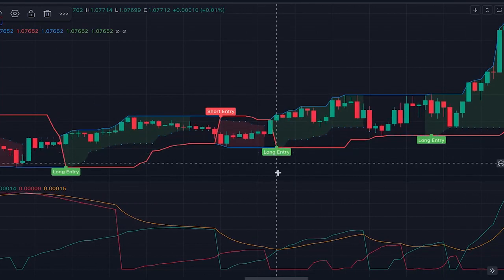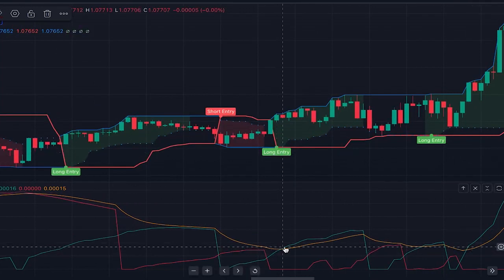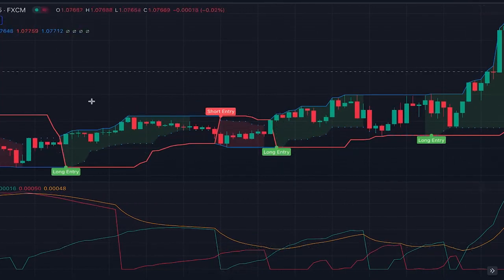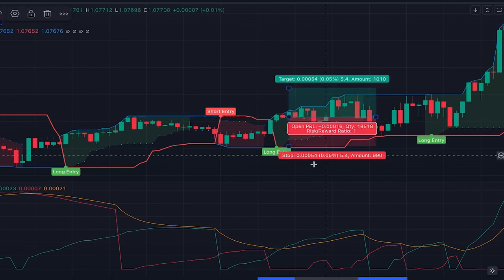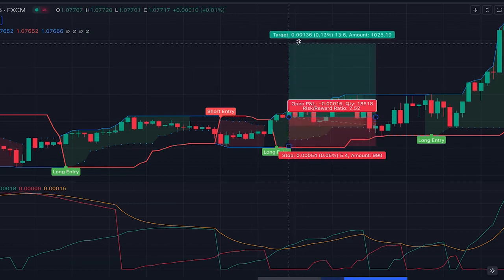And for this long position signal here, the green line crossed above the orange line at this point, so the signal is confirmed and we can enter a long position at this point where this new candle is opened. The stop loss below the previous swing low, and this trade is also a profitable trade, as you can see.